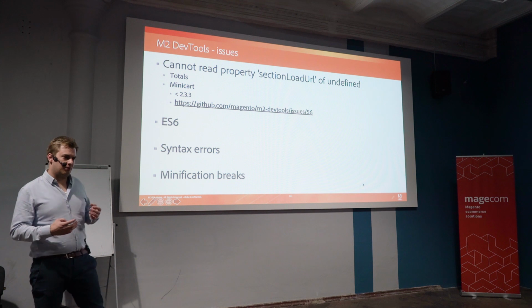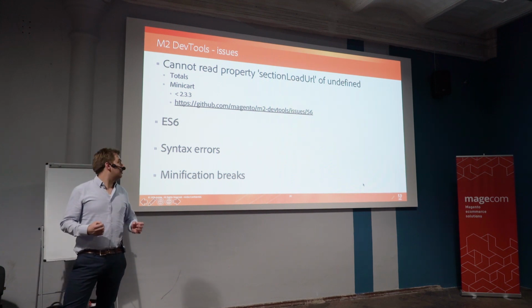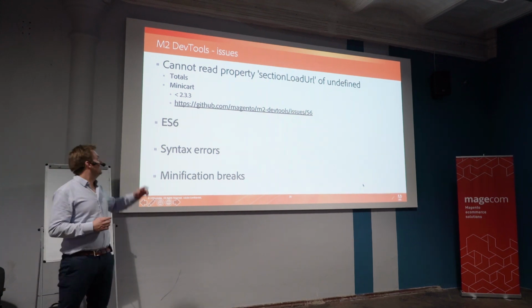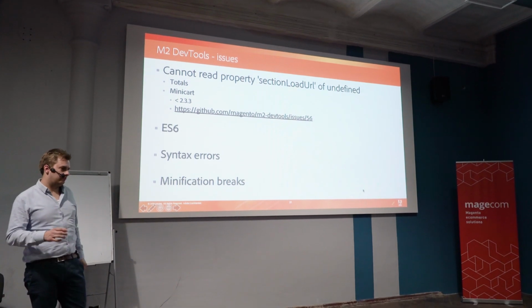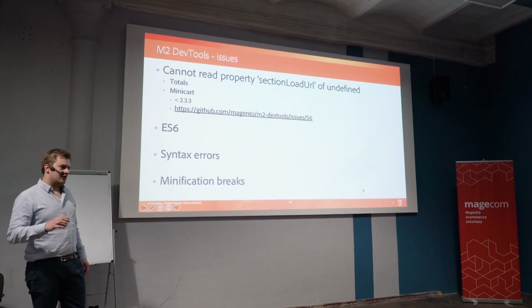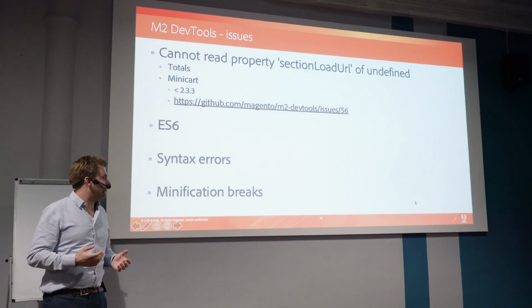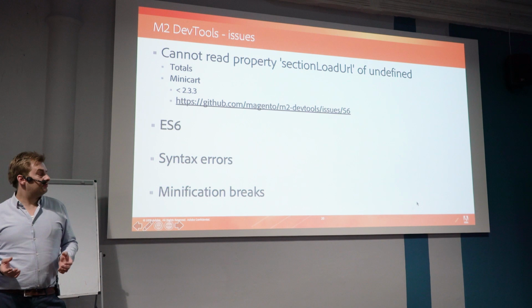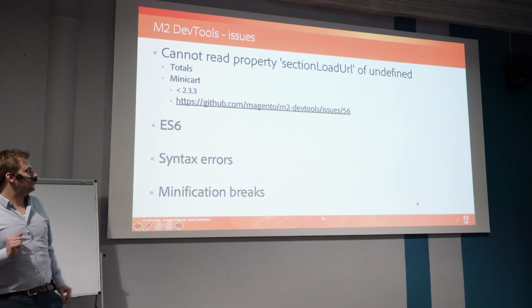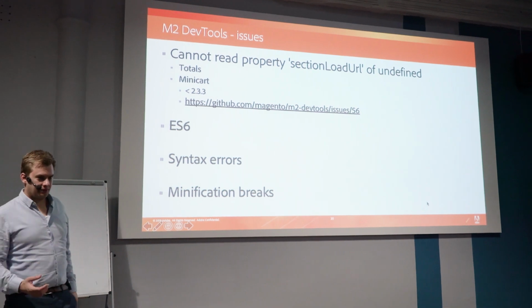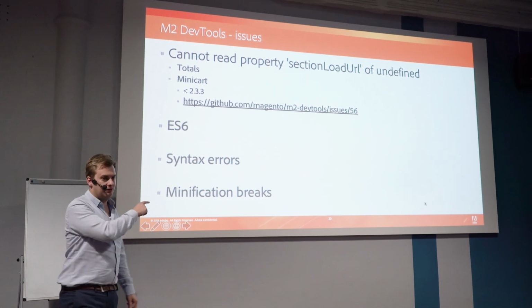Because we now have a really fast bundle and really fast JavaScript loading, somewhere in the body of the page, section load URL is defined through xmh init. And now the order changed. Now it's loaded much faster, the JavaScript is being executed much faster, and this section load URL is not defined yet. This is fixed in Magento 2.3.3.